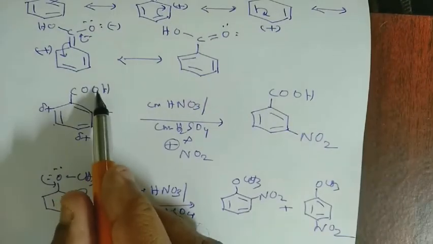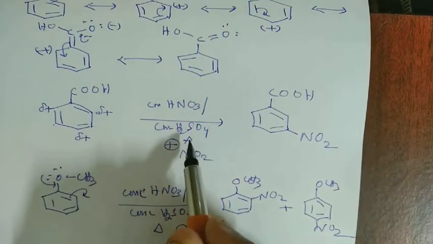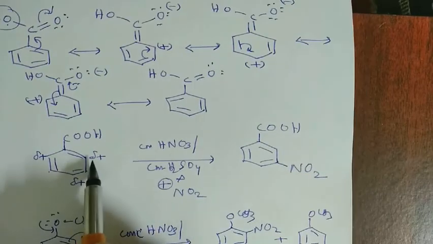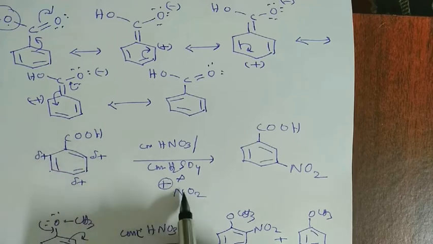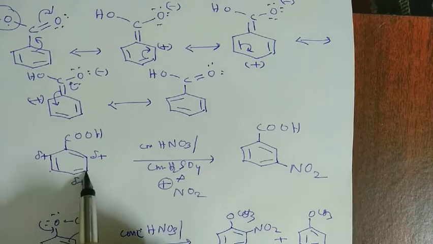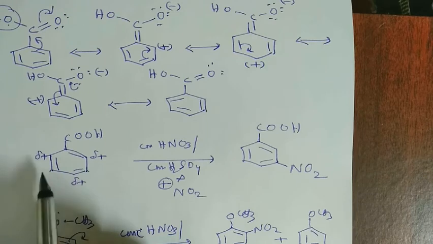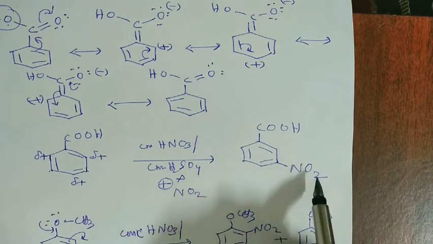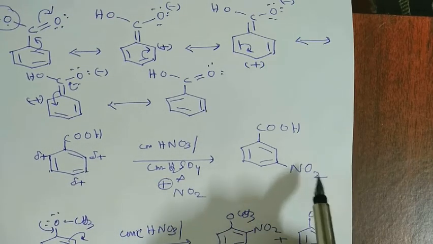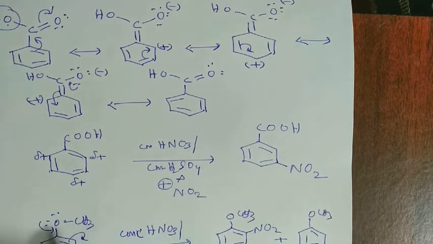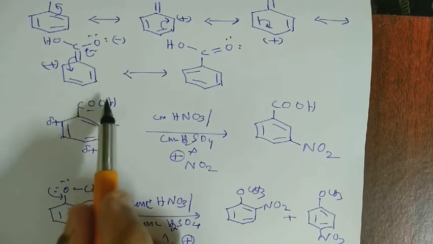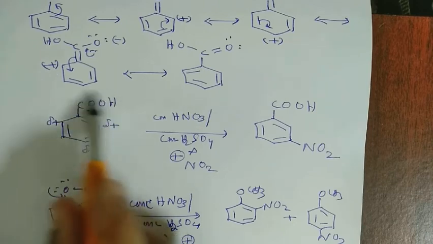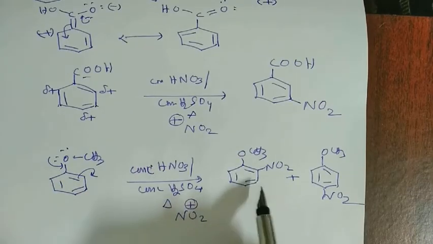If benzoic acid is subjected to nitration, electron density at the ortho and para positions decreases. Hence, the nitronium ion is forced to approach the meta carbon atom and the product is meta-nitrobenzoic acid. So, the OCH3 group is an ortho-para directing group. COOH is a meta-directing group. This is the orientation effect of substituents in benzene.